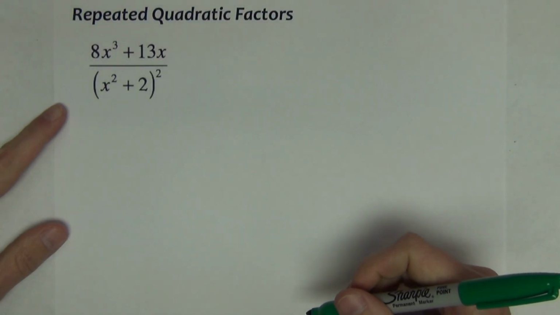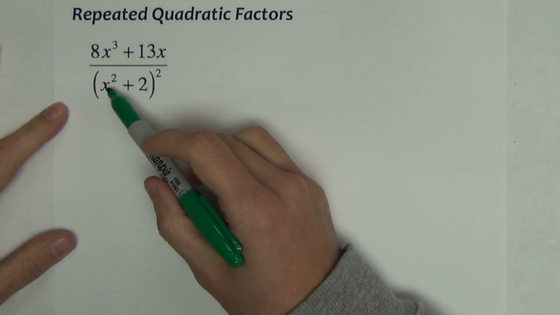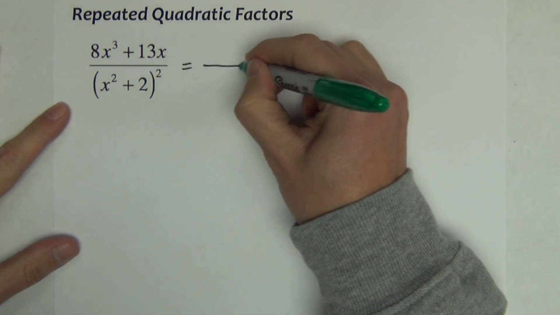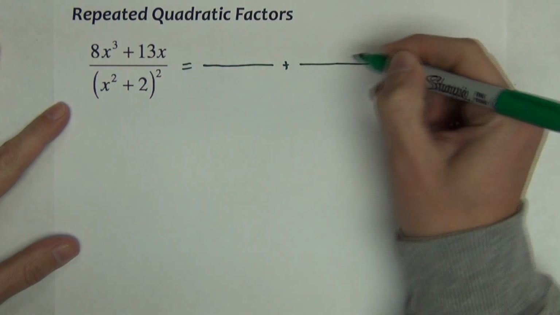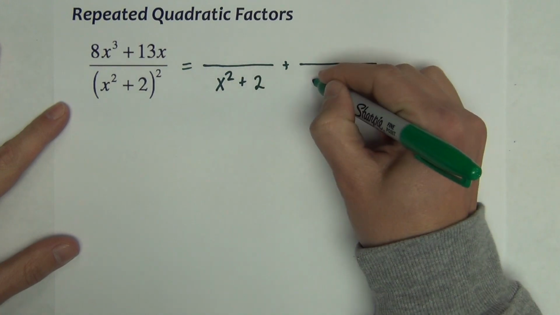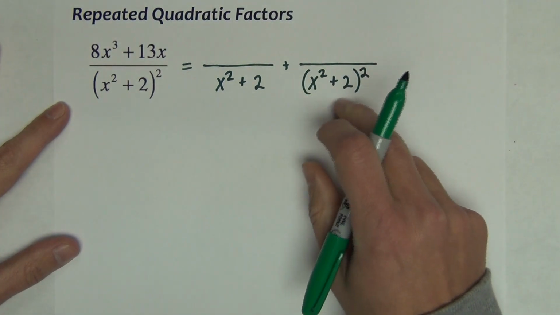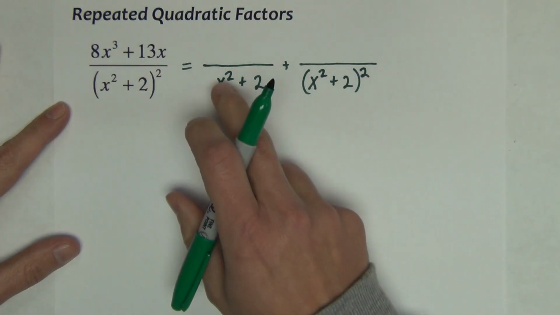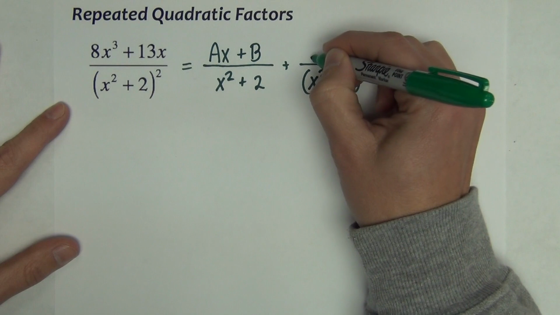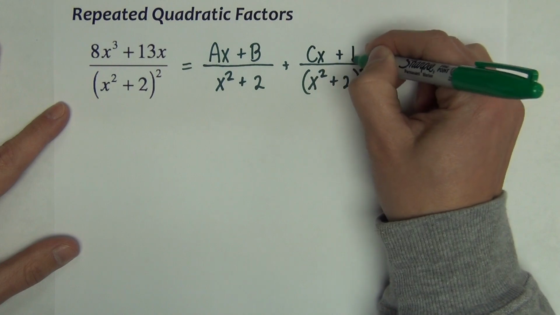Okay, the last one to do is one in which we have repeated quadratic factors. In this particular example problem that I have set up, the denominator is already in a completely factored state. So I'm just going to go ahead and set this equal to 2 fractions, one for an x squared plus 2, the other for an x squared plus 2 squared. Just how we wrote the linear one when it repeated, we used it squared. Now since this is quadratic, it gets a linear factor, ax plus b. This is quadratic, it gets a linear factor, so I'm just going to keep using letters of the alphabet, cx plus d.